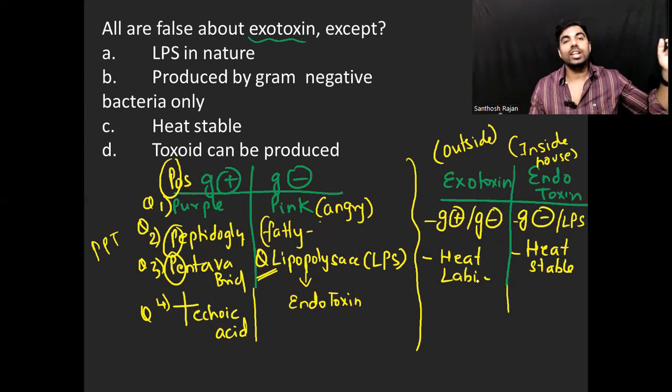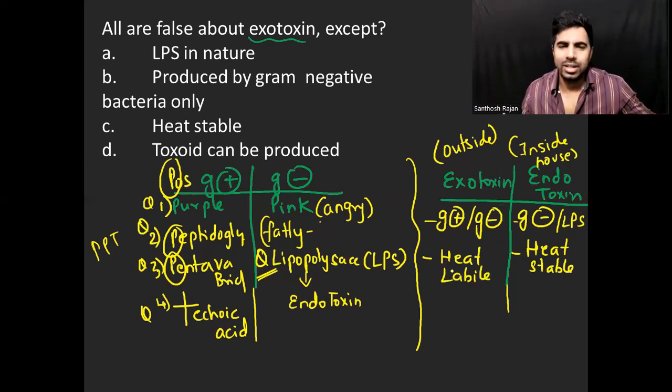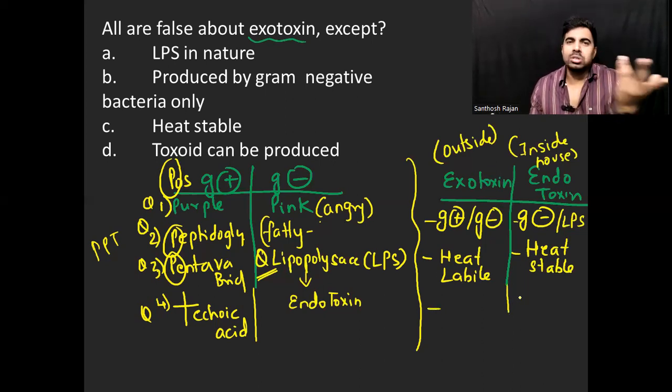Extrovert people usually get heat labile. That's the bad thing, but it doesn't matter. But they are cool. They both gram negative producing this thing. Now, endotoxin is non-specific. There is nothing good to say about it. Because if you sit inside the house, how do you become popular? So, no special things.